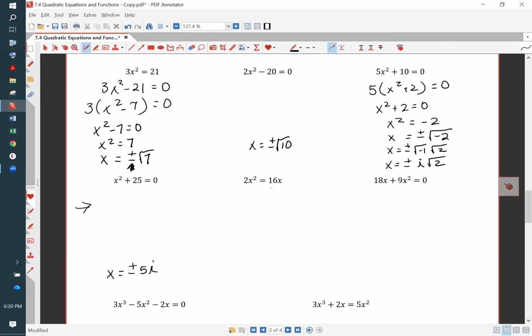All right, here we need to subtract 16x from both sides to have 2x squared minus 16x equals 0. And then we should factor a 2 out. 2x out. Mhm.